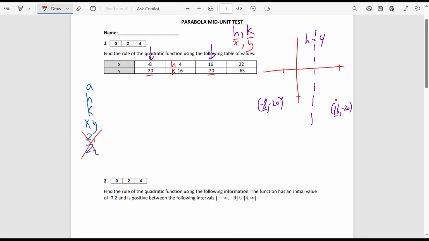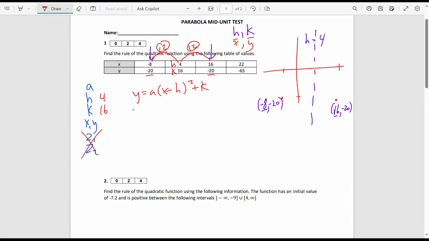The other way to see it, and the easier method, is to ask yourself, what is the distance between negative 8 and 4? Well, it's 12. And what is the distance between 4 and 16? Well, it's 12. If the distance is the same, that also identifies that as my h and k. So I have 4 and 16 now. So this whole skill set is being done just to identify what the vertex is, which means I'll be using vertex form in this case.